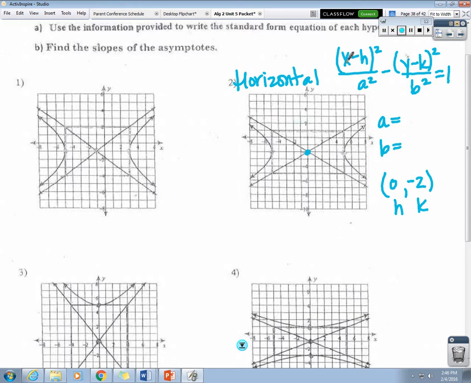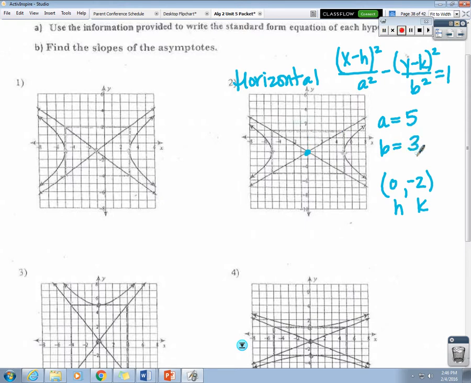Okay, so the a is under the x. So to find the value of a, we need to go from the center to the right or left. It doesn't really matter. They're the same distance. 1, 2, 3, 4, 5. And remember, even if you go left, you wouldn't write -5 because is distance ever negative? No. Okay, to find the b, you go from the center up.